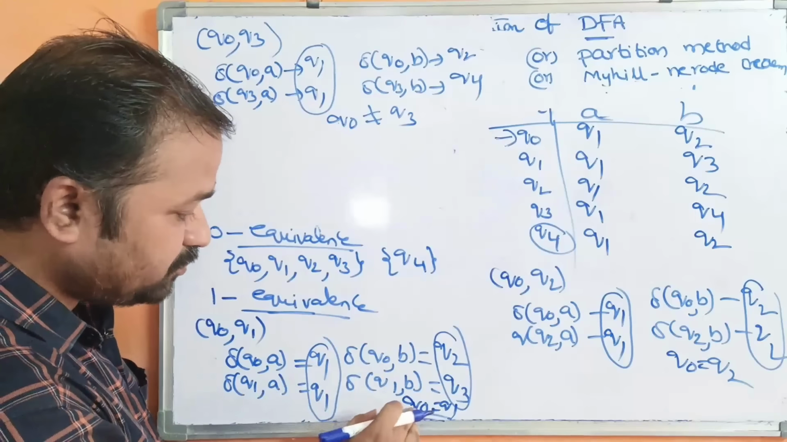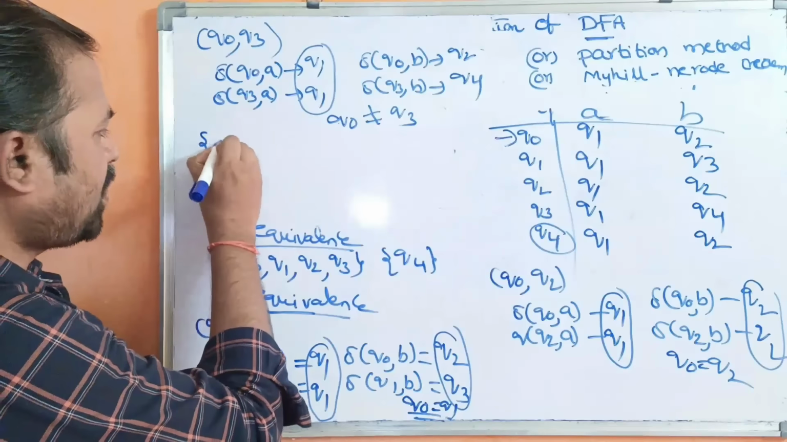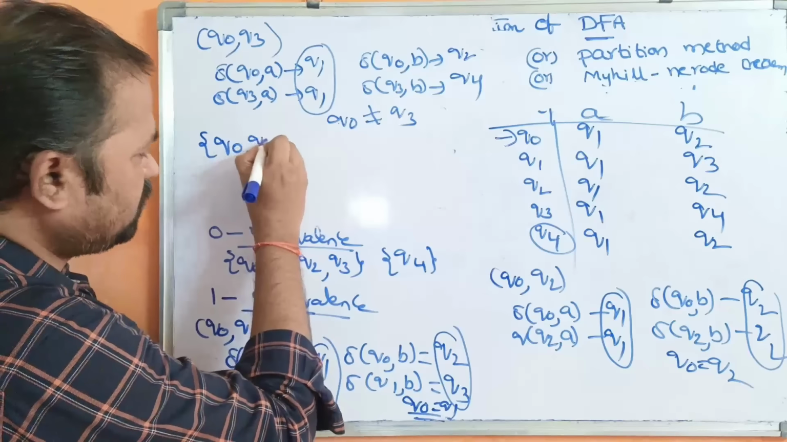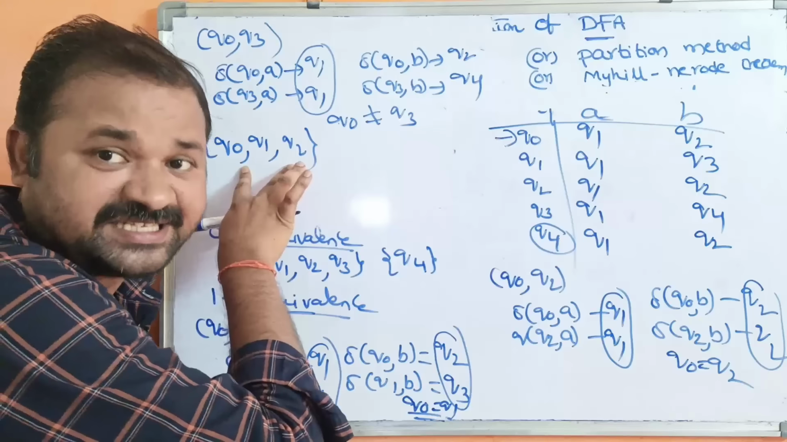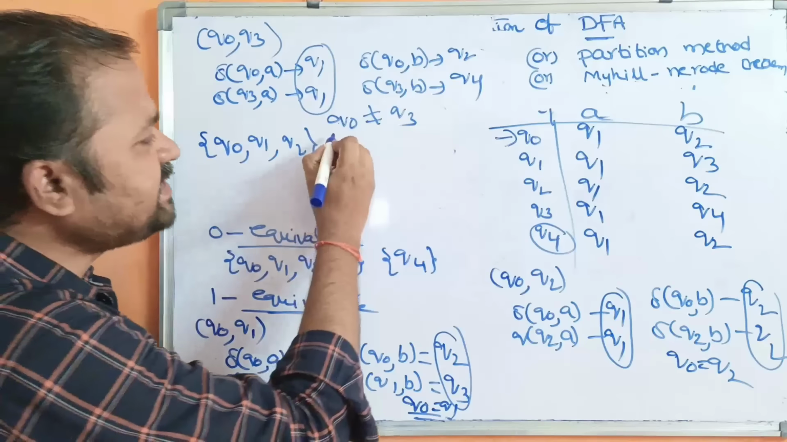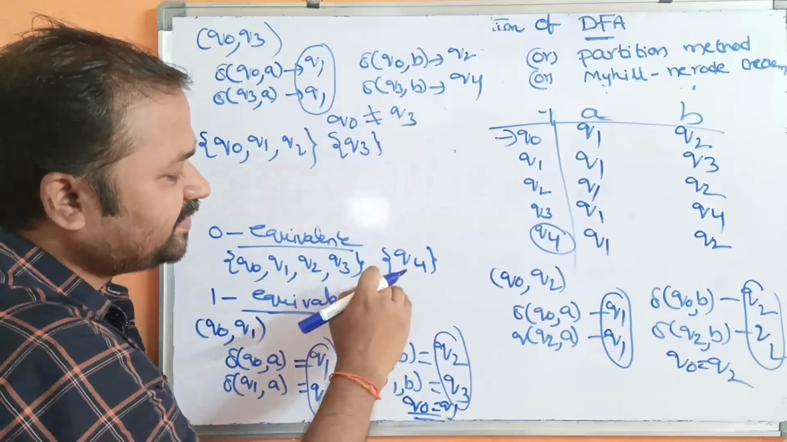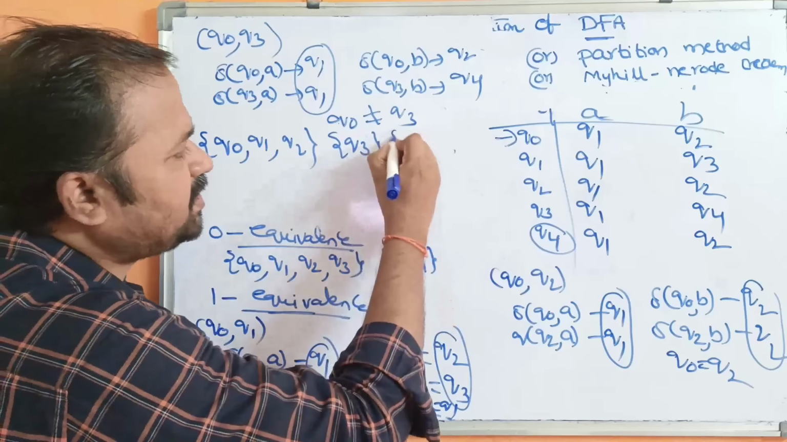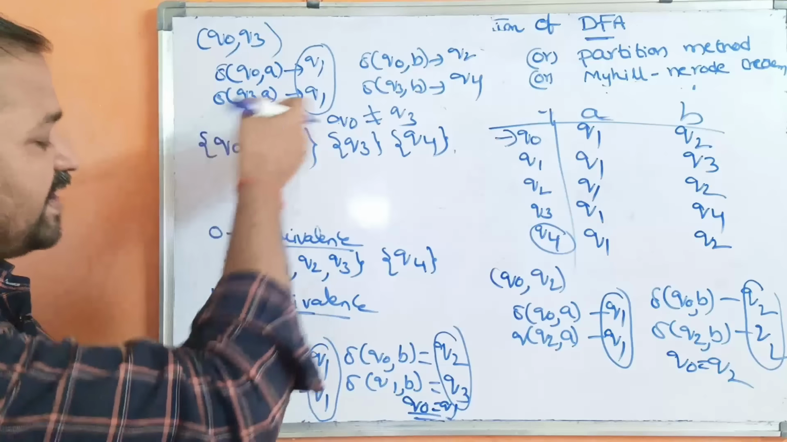So here Q0 equals Q1, Q0 equals Q2. Now one equivalence means Q0, Q1, Q2. Why? Because these three states are equal. But Q0 is not equal to Q3, so we have to write Q3 in another set. Next here we have one more set called Q4, so let us write that set here. So this is one equivalence.